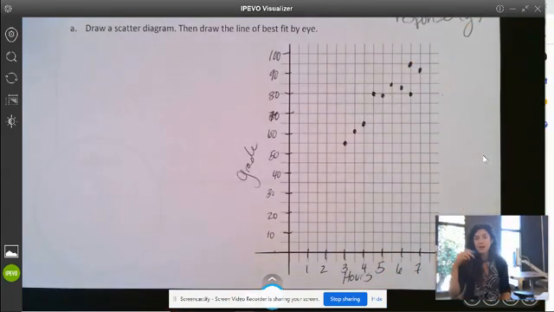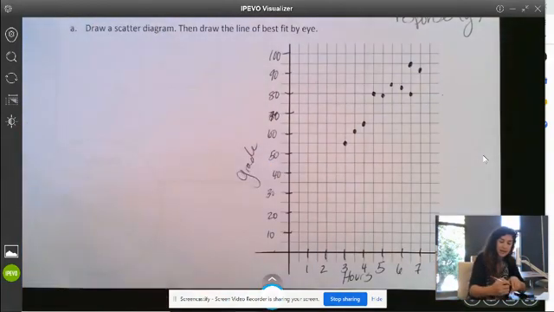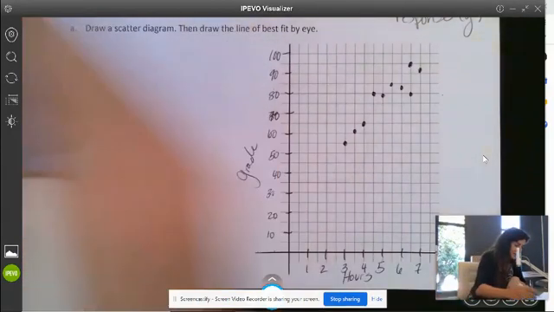Finishing up your scatter diagram, it should look something like this. It's a pretty strong, positive, linear association, which makes sense: the more hours you study, you should probably be getting a better grade on your test. So it says to finish drawing the scatter diagram and then draw the line of best fit by eye.